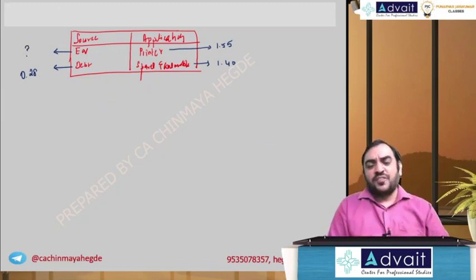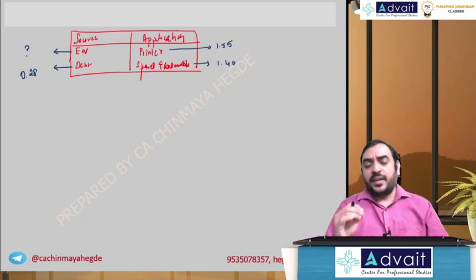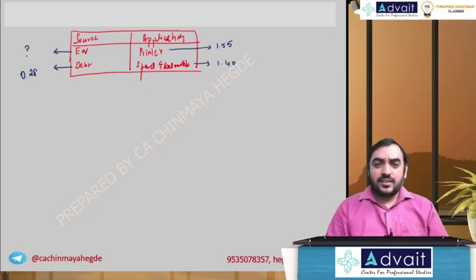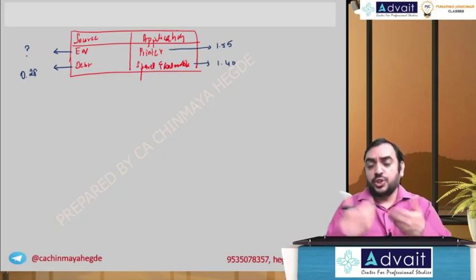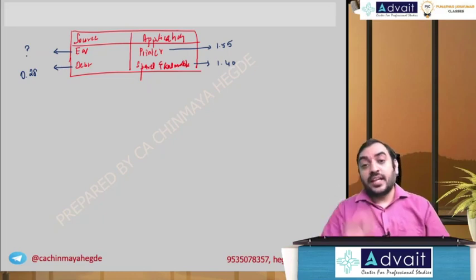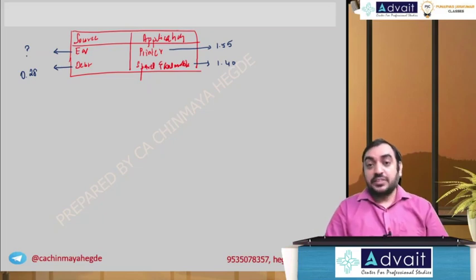Simple framework: source and application. On the application side, they have given both the betas. On the source side, debt beta is given, equity beta is not given. What is debt beta? Usually we assume debt beta is 0 because we assume that debt is risk free. But sometimes, when the debt yield is more than the risk free rate, that means debt has some sort of risk from the investor's point of view, and it will have some beta. But you don't have to worry about it now. They have only given this.